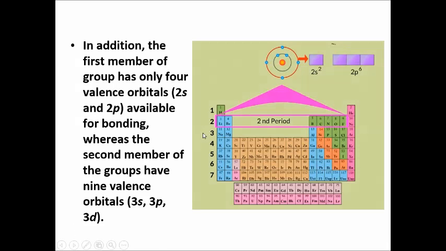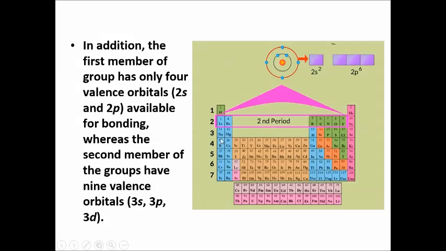Because of this reason only, they have some anomalous properties. See this periodic table where we have taken the second period: lithium, beryllium, boron, carbon, nitrogen, oxygen and fluorine. They will be having only the 2s orbital and the 2p orbital as the valence orbitals. Here a maximum of 2 electrons and here 6 electrons can be accommodated. And you can see here 4 valence orbitals, 1, 2, 3 and 4.